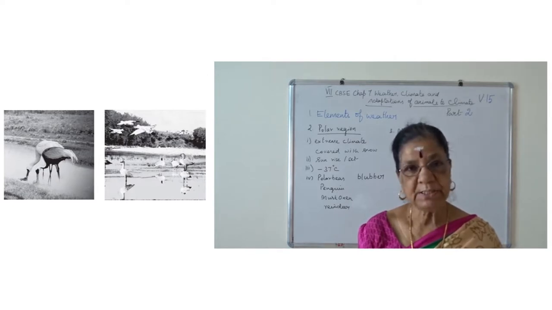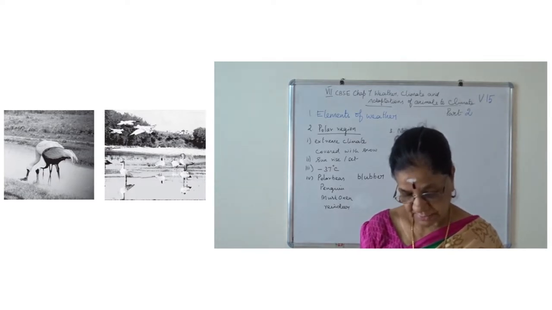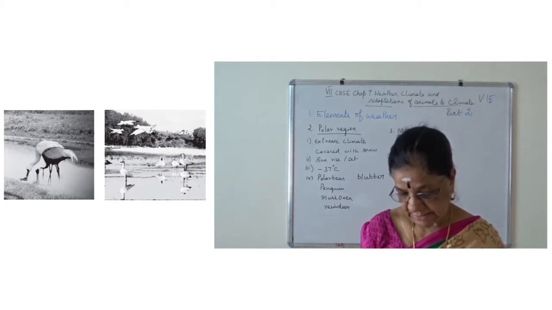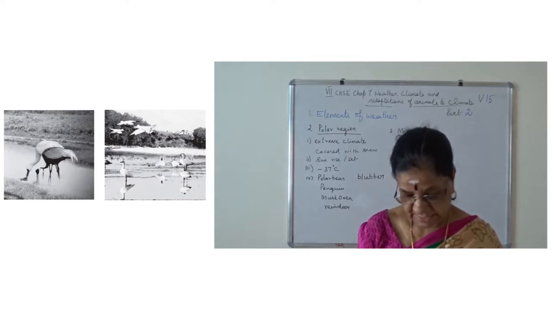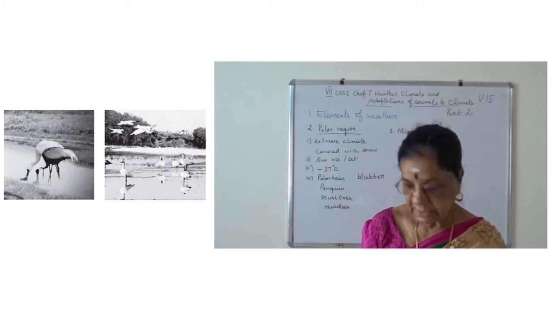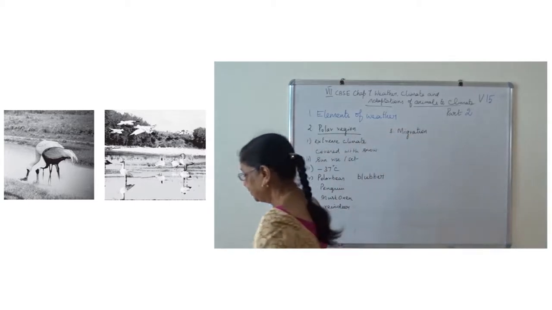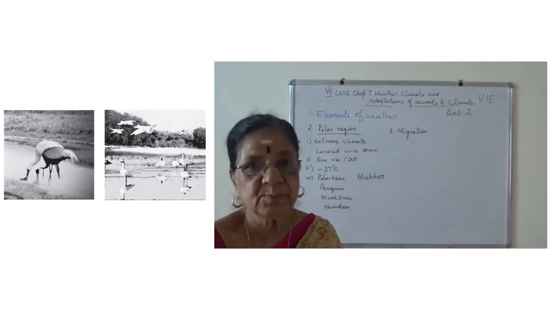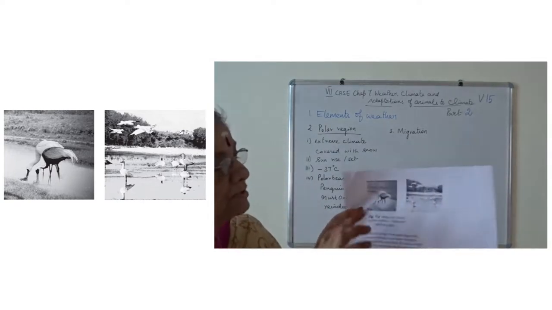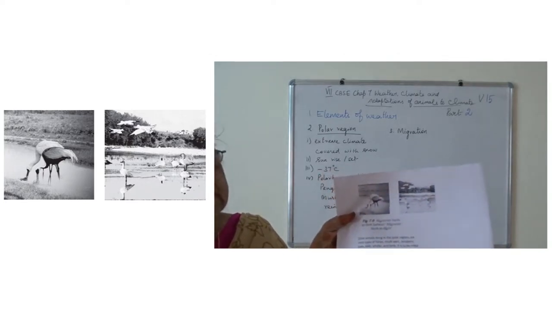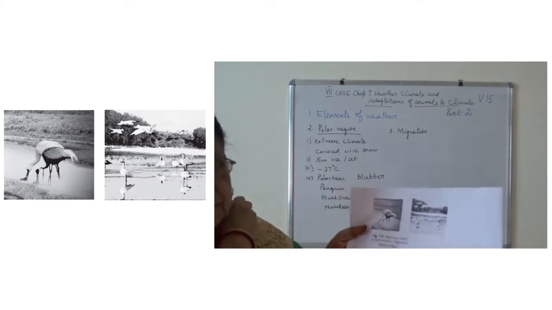Birds like Siberian crane and ruff migrate from very cold places in the Arctic region to warmer places like India in winter. So now here, our textbook has given this. This is our video. This is a migratory bird. I hope you understand. This is the crane.